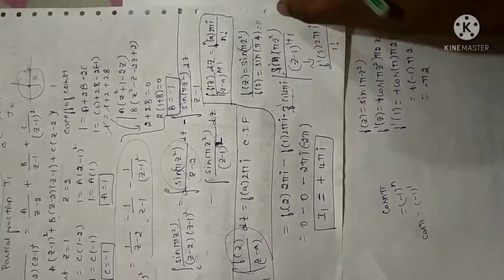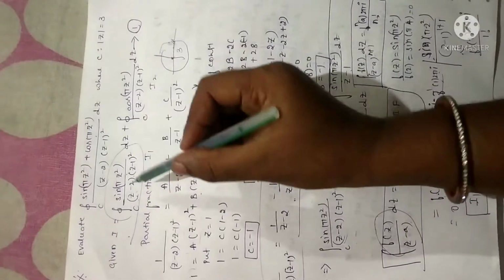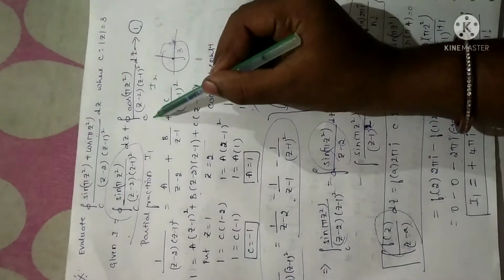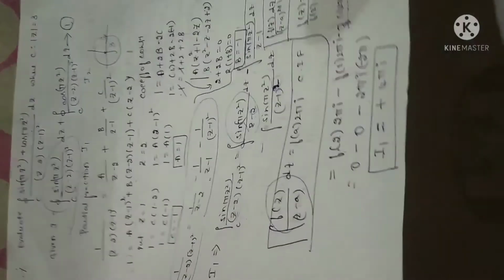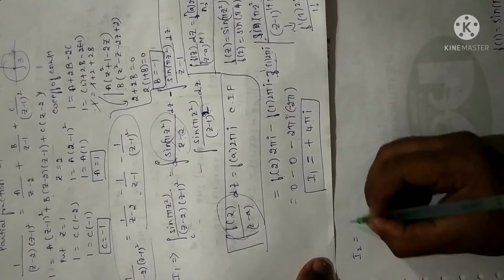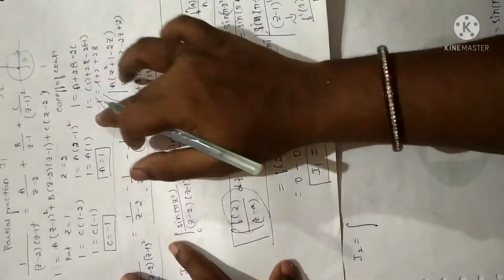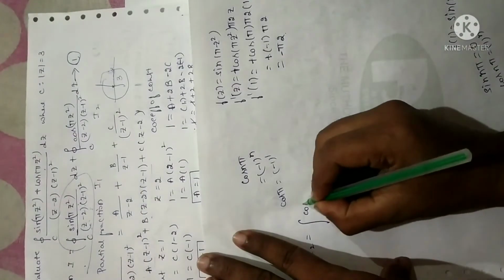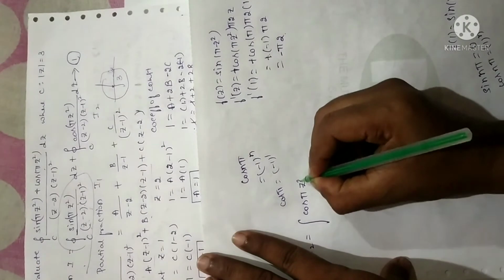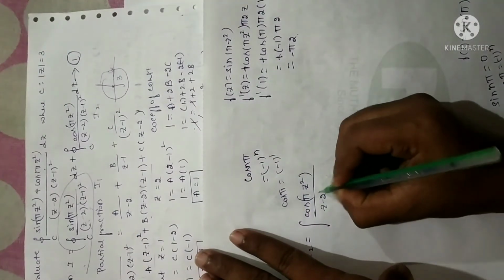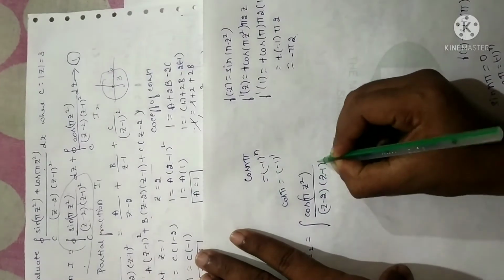Clear? Now what I have done is I have split the given problem into two integrals. So the first integral value I have obtained. Similarly I have to evaluate the second integral. So let me evaluate the second integral. Let me write the second integral. I2 value is, cos of pi into z square divided by z minus 2 into z minus 1 whole square into dz.